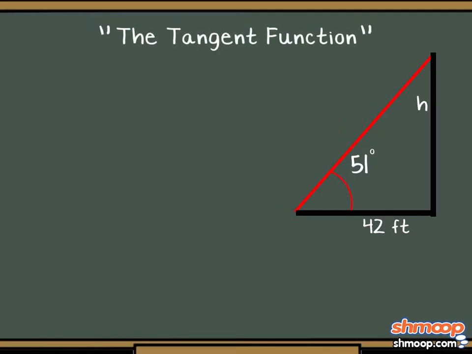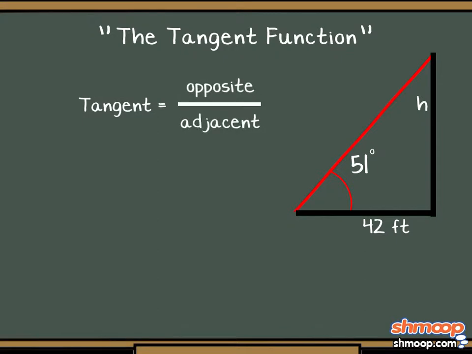Let's use the tangent function, which tells us the ratio of the opposite side to the adjacent side in a right triangle with a given angle. So using what we know, we can plug in the value of 51 degrees for the angle and 42 as the adjacent side. We can plug in h as the opposite side because it is opposite the angle.